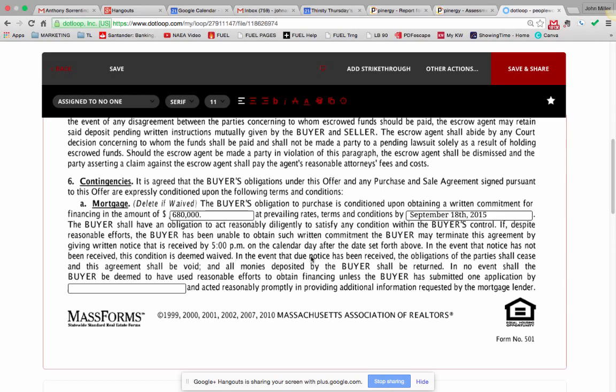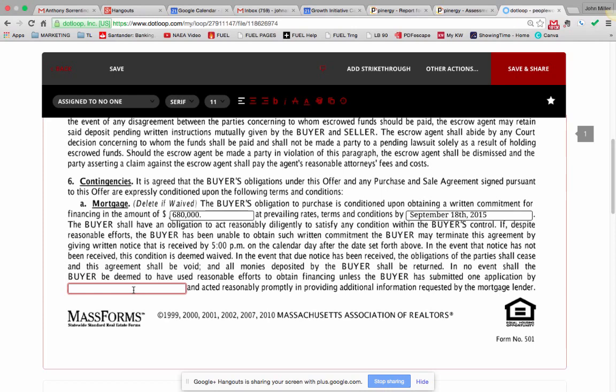So in the event that due notice has been received, the obligations of the parties shall cease and this agreement shall be void. All monies deposited by the buyer shall be returned. So the buyer gets their deposit back if they don't get the commitment by this date and you have given them written notice. Okay? In no event shall the buyer be deemed to have used reasonable efforts to obtain financing unless the buyer has submitted one application by a certain date and acted reasonably and promptly in providing additional information requested by the mortgage lender.